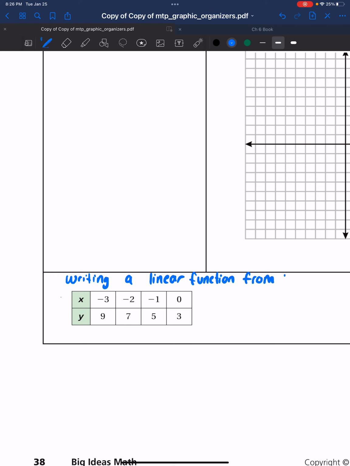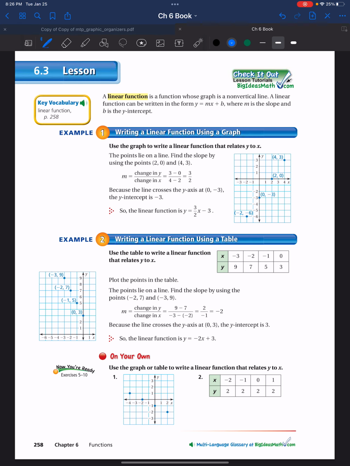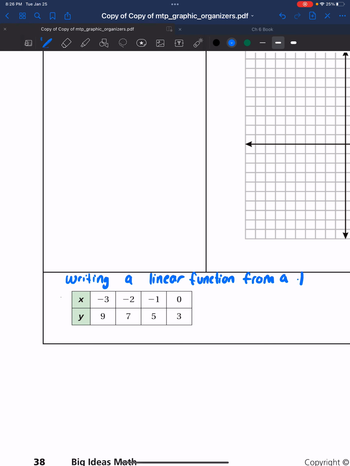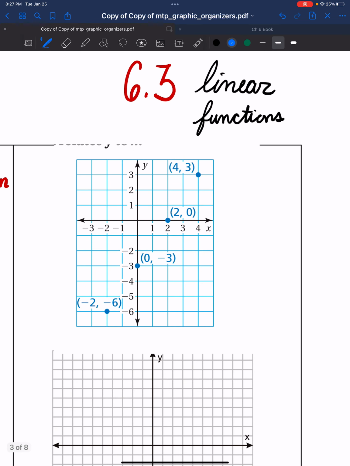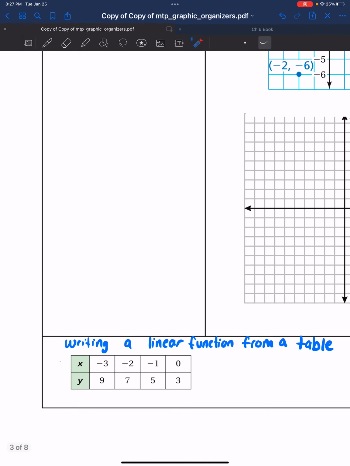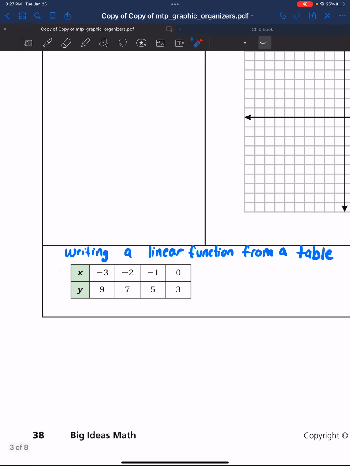From a, what are they calling that? A table? Mm-hmm. A table. Okay, so writing a linear function from a table is just like what I was trying to get at over here with taking 2 ordered pairs and solving it without the graph. So a table shows ordered pairs.